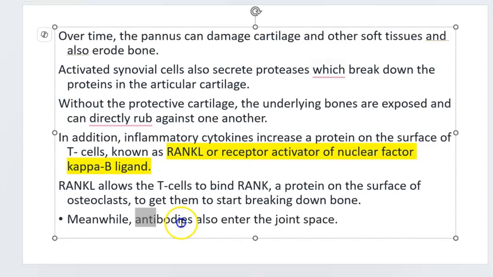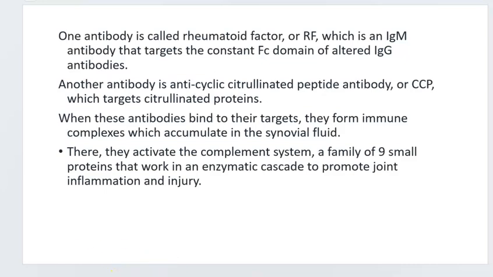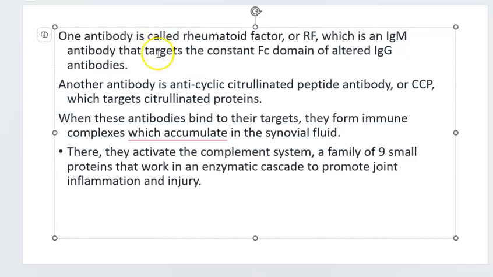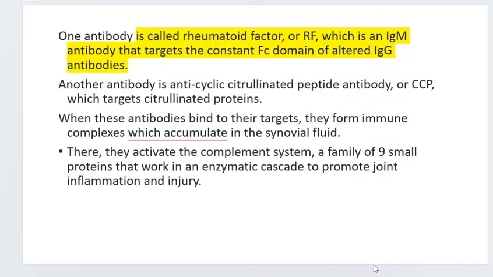But meanwhile, antibodies are entering the joint space, remember, and that's a bad thing. One antibody is called your rheumatoid factor, which is an IgM antibody. Okay, so now we have IgM involved. So your rheumatoid factor is an IgM antibody that targets the constant Fc domain of the altered IgG antibody. So what I want you to know here is that rheumatoid factor is one of the antibodies in rheumatoid arthritis. So if I'm checking lab to try to diagnose someone with rheumatoid arthritis, I may check their RF level. Another antibody is the CCP, which is the citrullinated proteins.